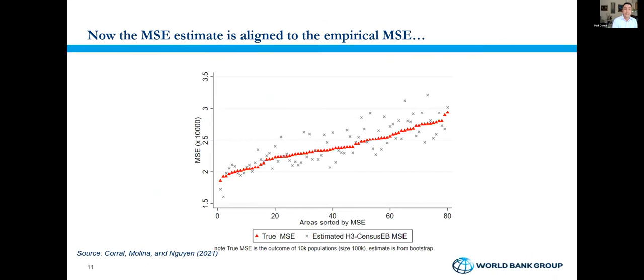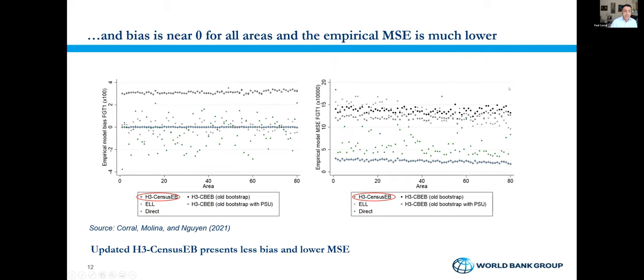Now the mean squared error estimate from the revised approach is aligned to the empirical MSE, as you can see here. The gray axis follow closely those red triangles. Additionally, the bias is near zero for all areas, and the empirical MSE is much lower. Look at the bias of the H3 census EB. It is near zero for every single area, and thus the true MSE of the method is much smaller than that of the ELL and the previous EB implementation.